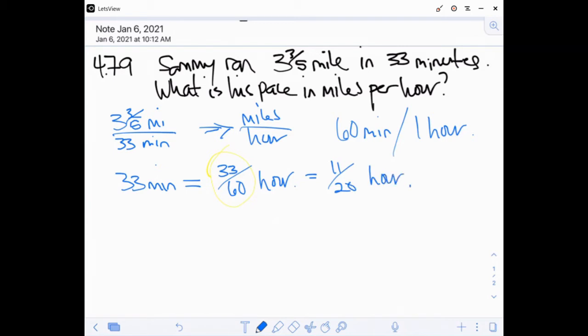So rewriting the information I have, I know that Sammy runs 3 3/5 miles in 11 twentieths of an hour. And if I want to find the unit rate, all I need to do is divide those two numbers. 3 3/5 divided by 11 twentieths. And that's how many miles he'll run in an hour. Okay, so let's just do that.